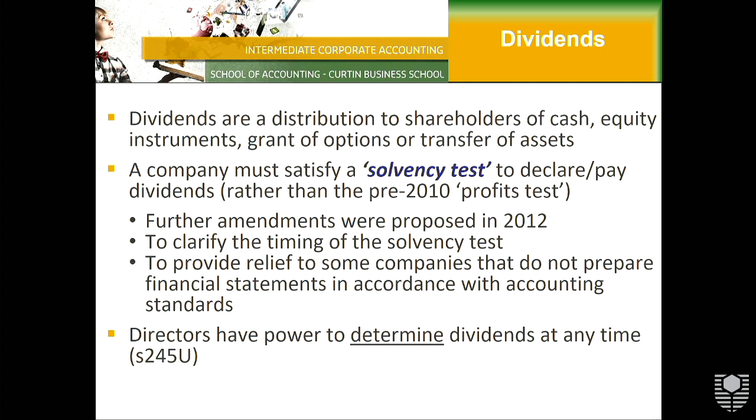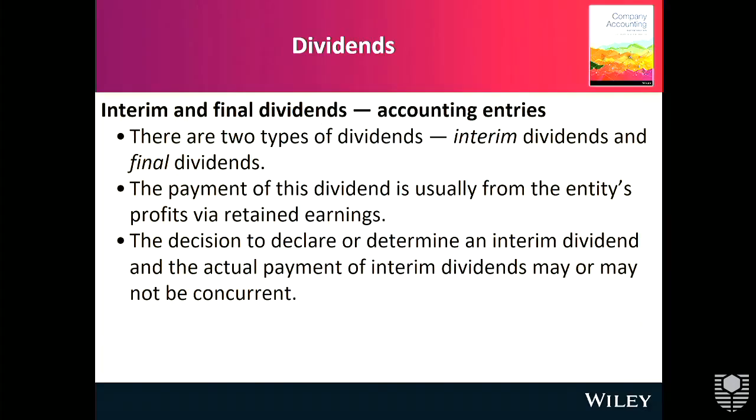There are two types of dividends. You'll find that most companies will have an interim dividend and a final dividend. So they will quite often pay two dividends over a year. The payment of these dividends obviously gets paid out of retained earnings. You can't pay it unless you're making profits.